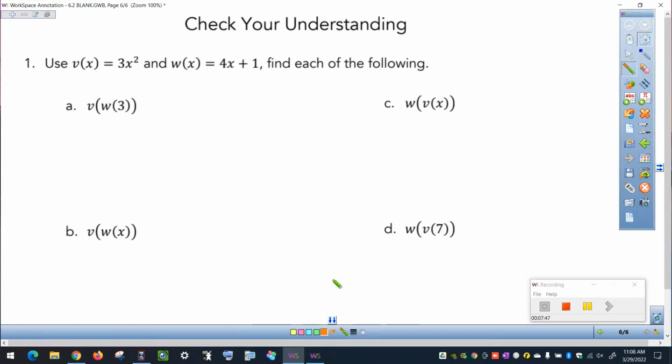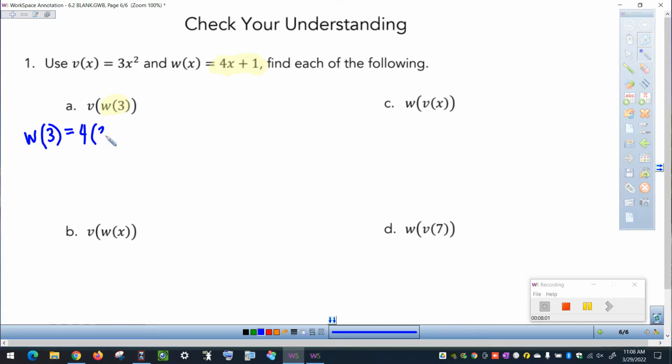So the first option for how to do it is to take 3 and input that into the w function. So really just finding w of 3, which is just going to be plugging in 3 in the position where we see the x on the right-hand side. So we have 4 times 3 plus 1, 12 plus 1, ends up giving us an output of 13. All right, so that's the first step of this.